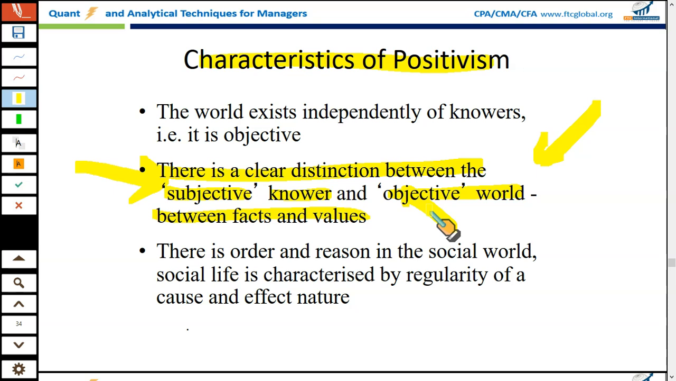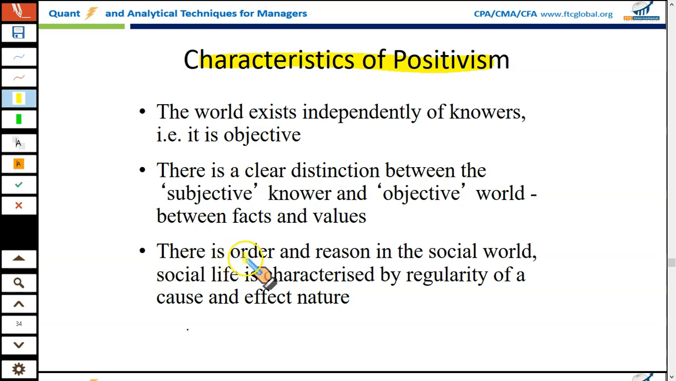So it argues that scientific research should focus only on things that can be observed objectively, that can be measured, and it must not be influenced by personal feelings, personal biases, personal opinions. So you have to have a very clear distinction between what you feel versus what the actual facts are. So a clear distinction between subjectivism and objectivism.